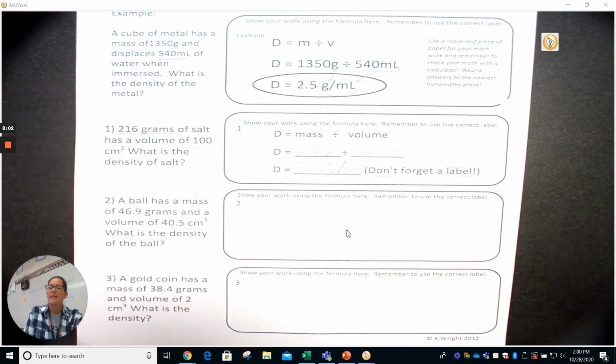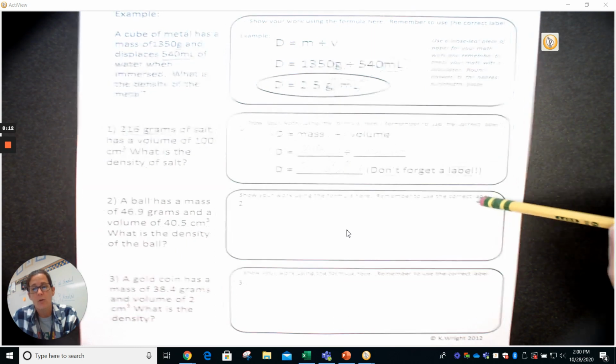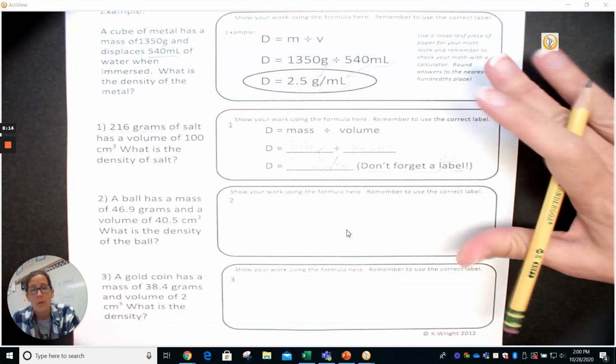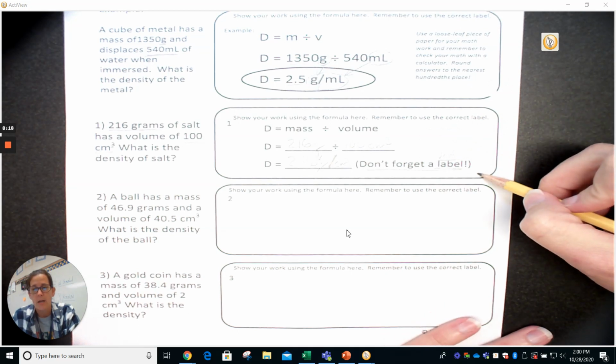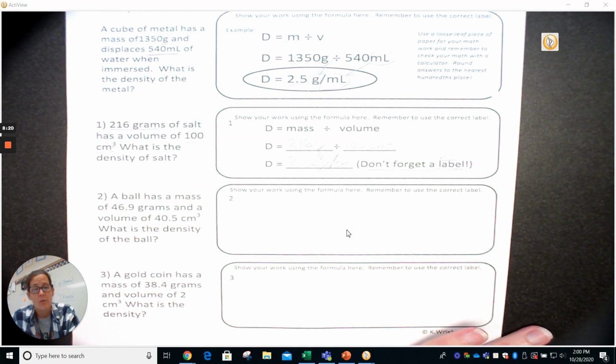When you're finished with that, if you want to send me a picture of your worksheet, I'm going to give you a little bit of extra credit for that, okay? I want to see a picture of your notebook paper where you showed all of your work, just like this right here, okay? If you email me, I've got extra credit for you.